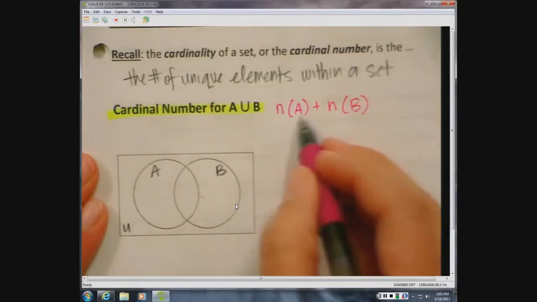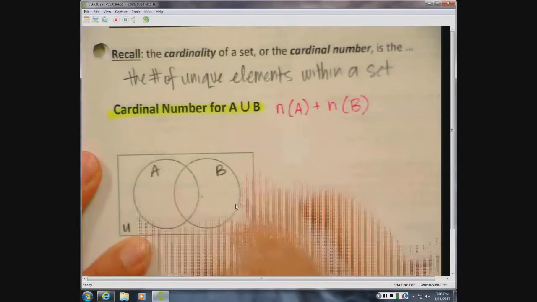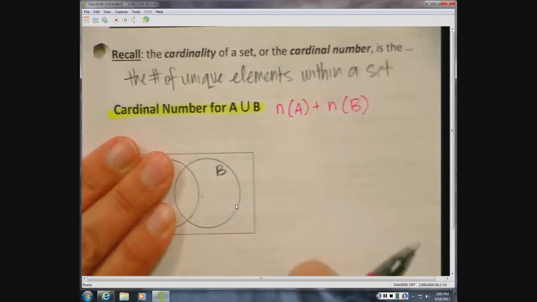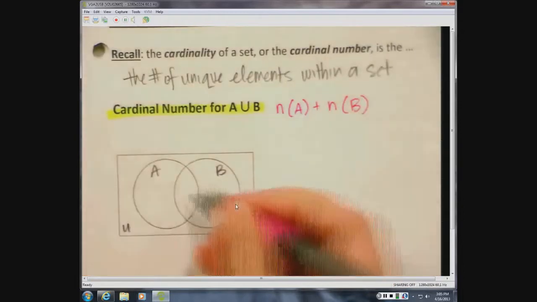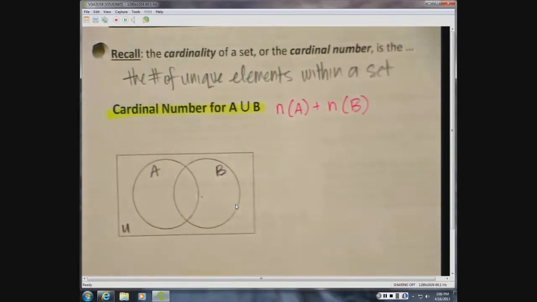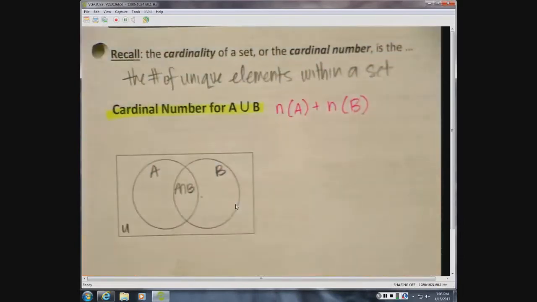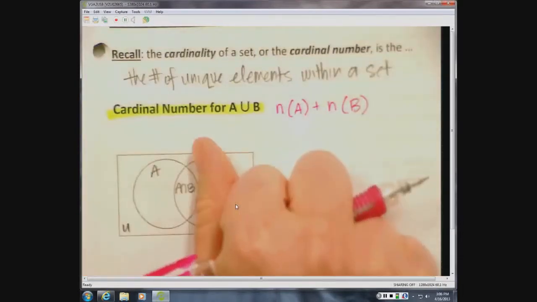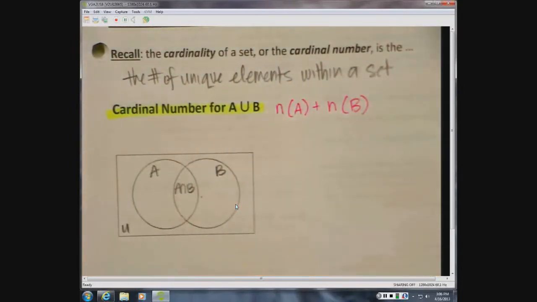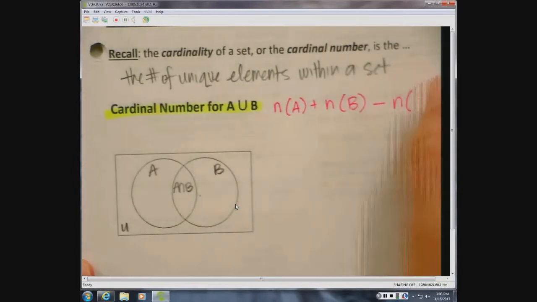Now, if I left it like that, just the number of elements in A as well as the number of elements in B, I would have everything here plus everything here. But what would happen is this intersection would end up getting counted twice. This A intersect B belongs to A and got counted there, belongs to B and got counted there. It got counted twice. So to adjust for that double counting, we have to subtract the number of elements in the intersection.